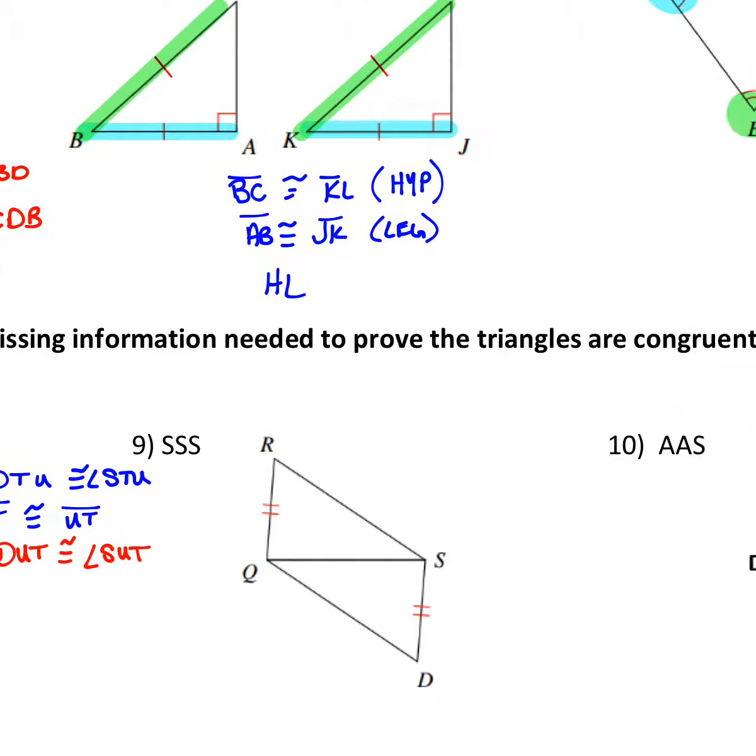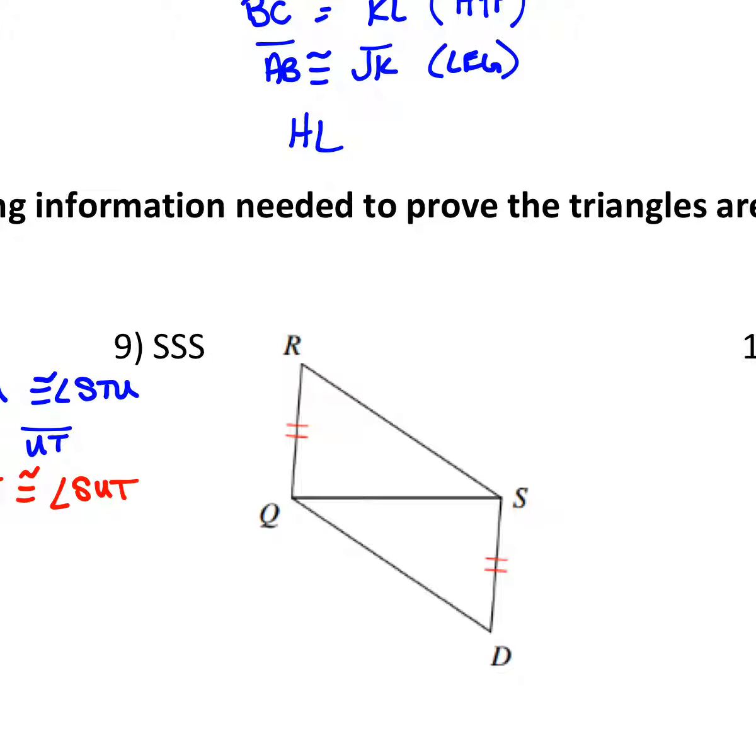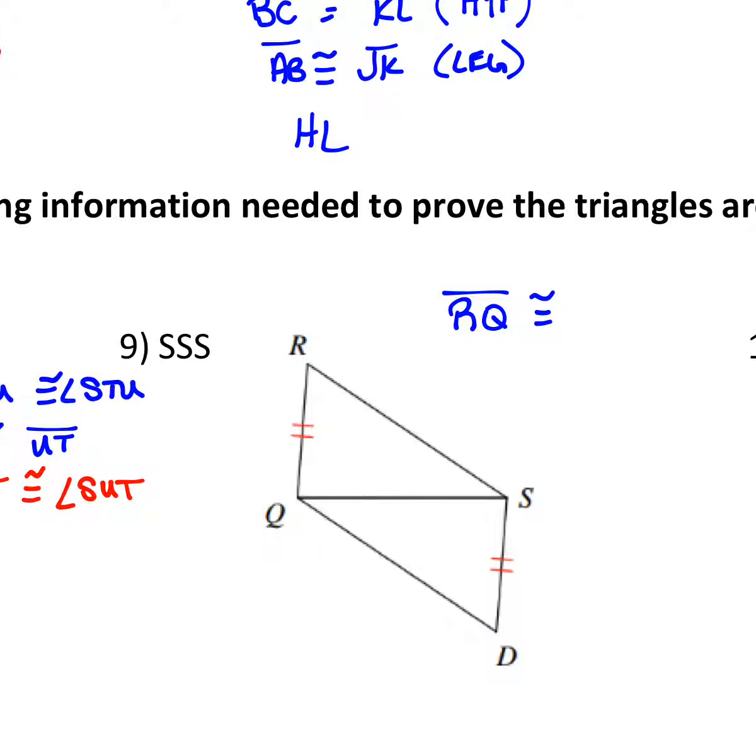Number 9 is an easy one. They hit us with a side, side, side. Side, side, side means I have three congruent sides. So when I look, they've already told me RQ is congruent to DS.